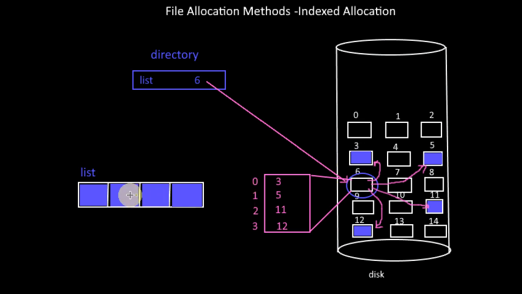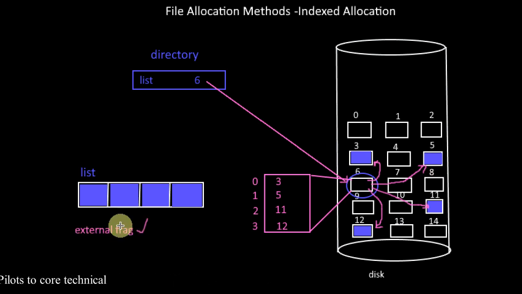Then the next file block, the second file block, is in location 5. And the third file block has the disk block address 11. And the last file block has the disk block address 12. So what are the advantages of this method?